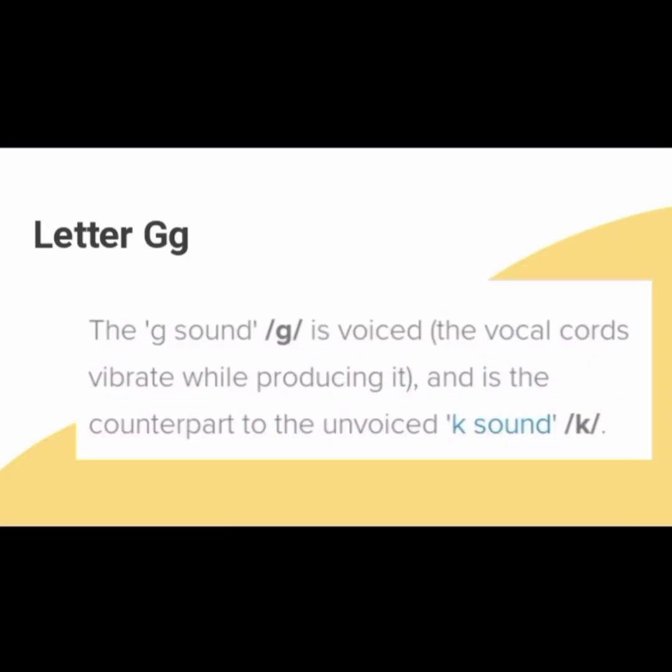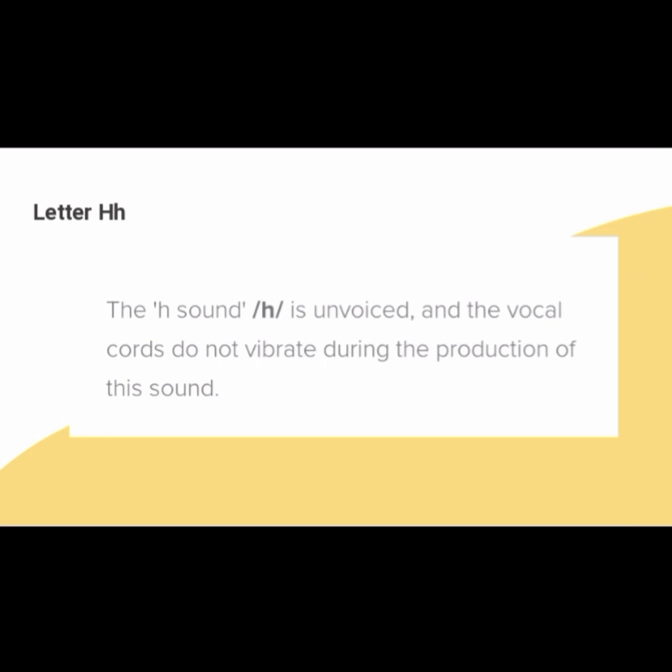Next is letter G. The G sound, G, is voiced. The vocal cords vibrate while producing it, and it is the counterpart of the unvoiced K sound, K.